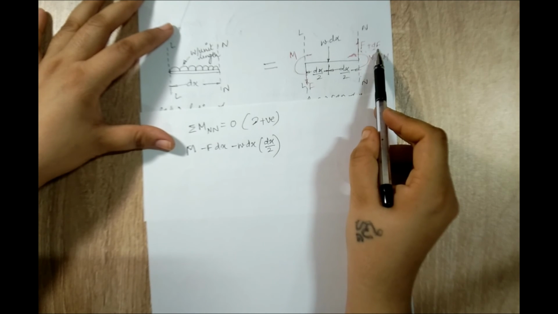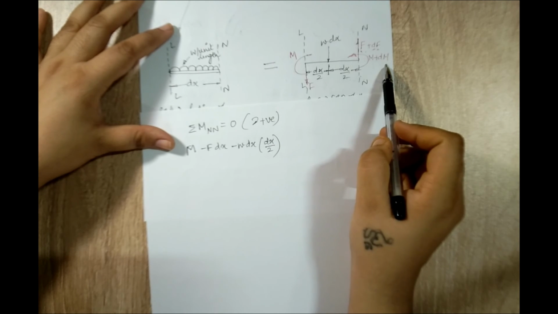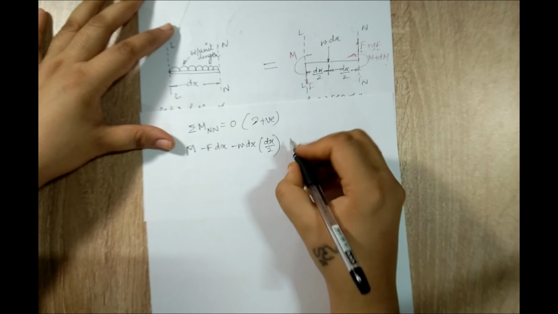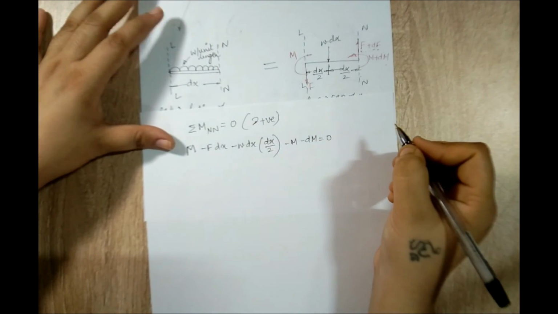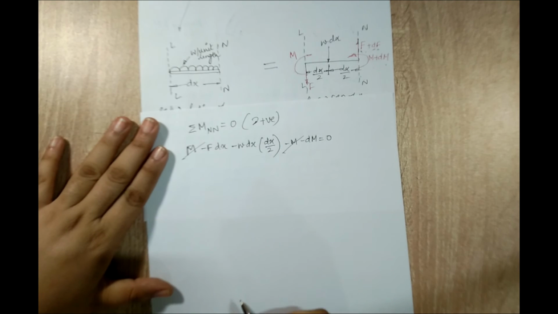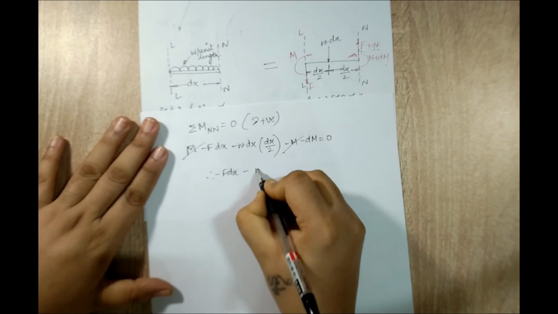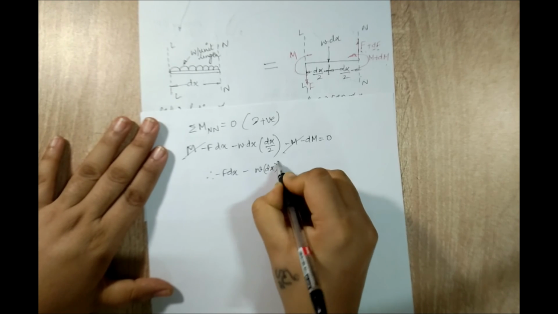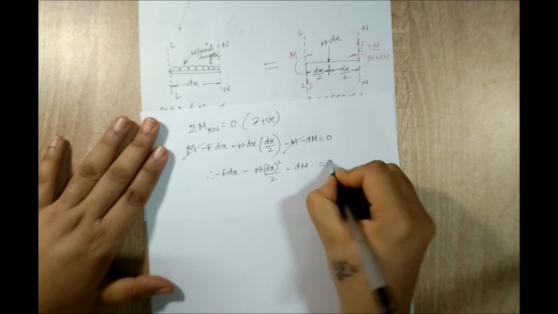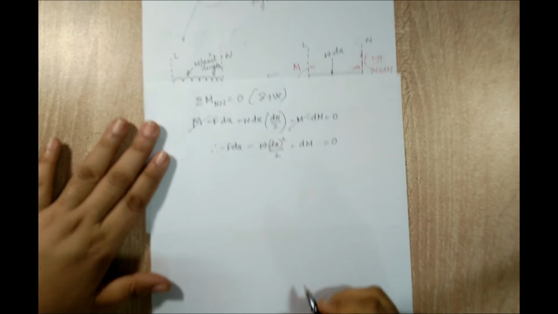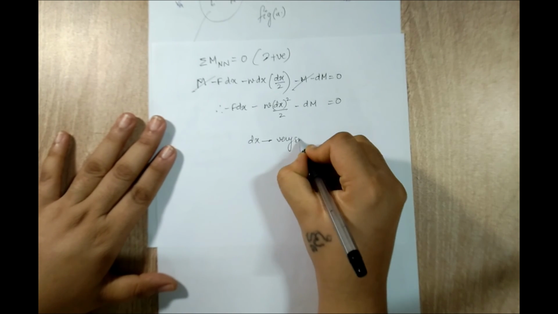Here F plus dF need not be considered, but M plus dM has to be considered. This is going anti-clockwise, so I'll write down minus M minus dM is equal to 0. Here M and minus M will get cancelled out. Then I'll get minus F dx minus W dx square by 2, and I'll have minus dM is equal to 0.